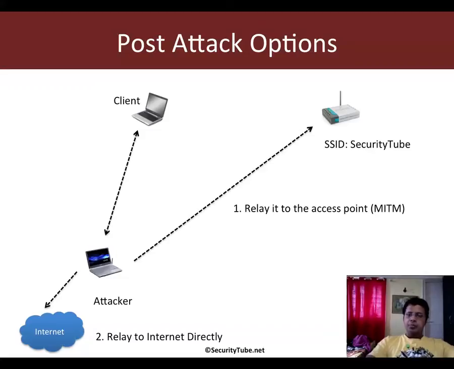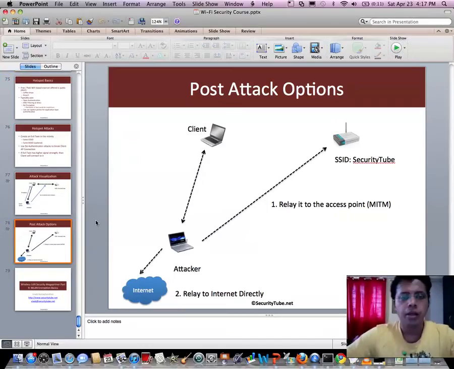So we will take up these post attack options in later videos. In this video, what we will do is we will set up the fake access point, we will disconnect the client from the real access point, and then we will go ahead and connect to the client using IP level connectivity. So this is what we are going to be doing in this exercise, right? So let the games begin.